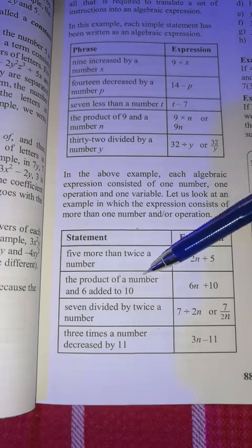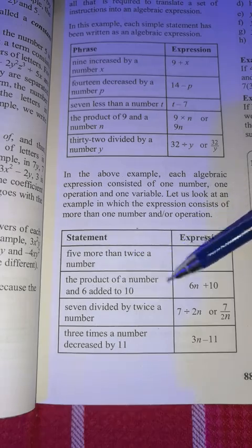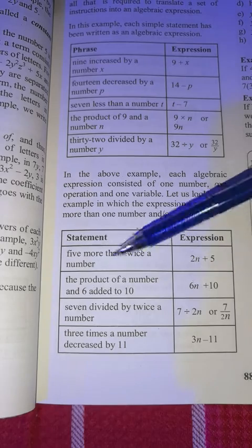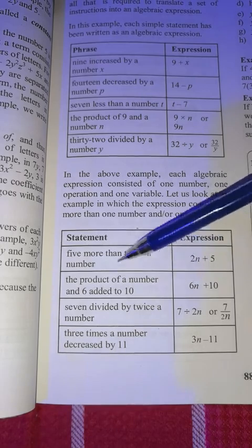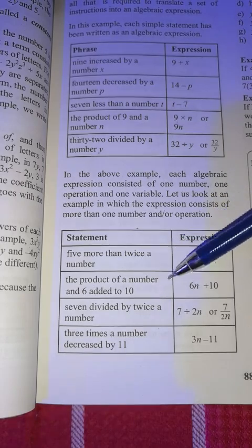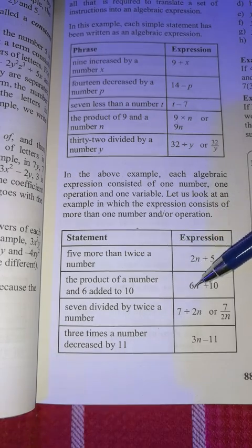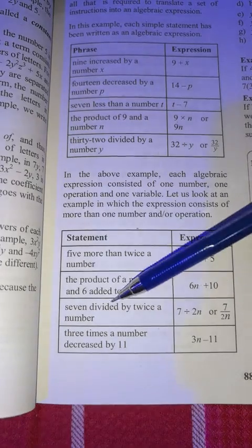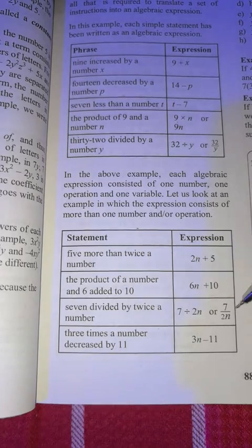You understand? The product of a number 6 added to 10. So 10 plus, added to what? 6. The product is multiplication. So the product of a number, multiplication, so 6n. You get a point. So that is it. So 7 divided by twice a number. The same expression. So now pause the video and just be reading this, and then you understand it.